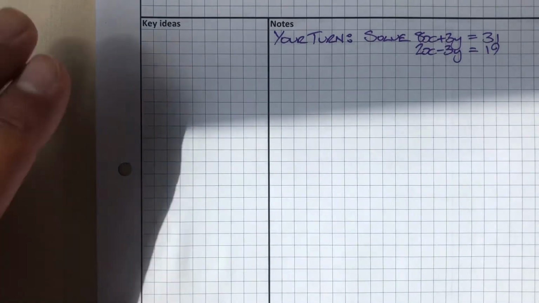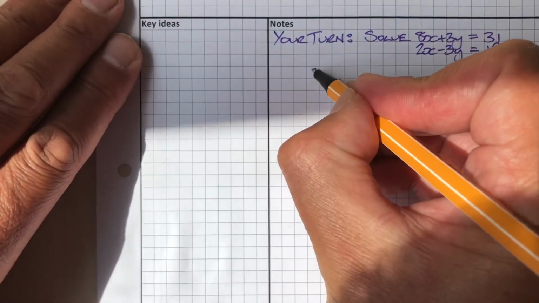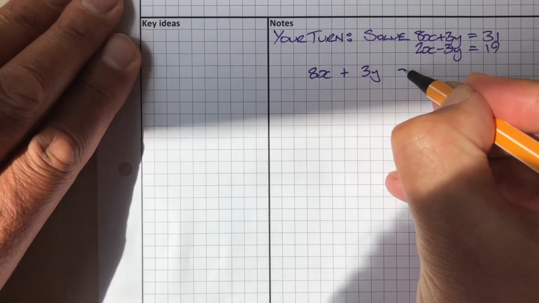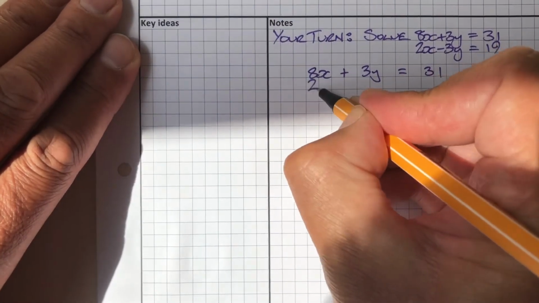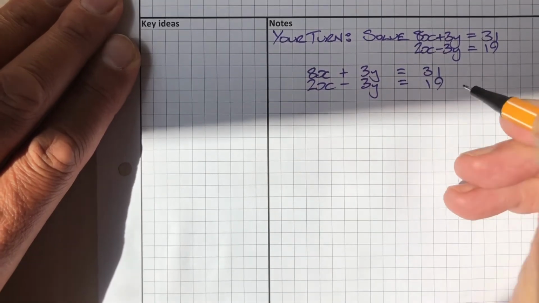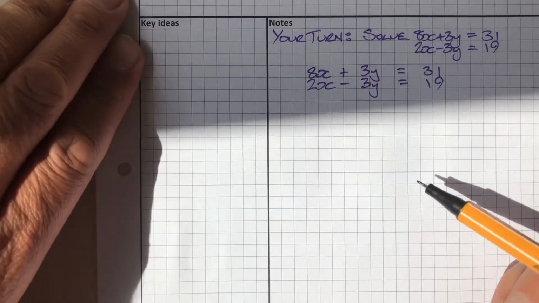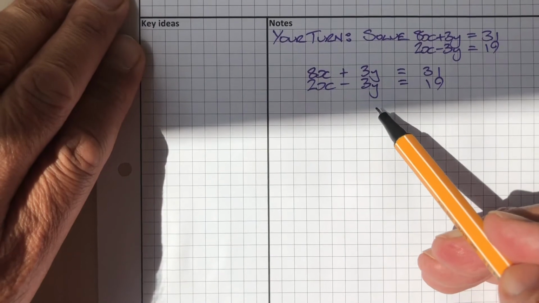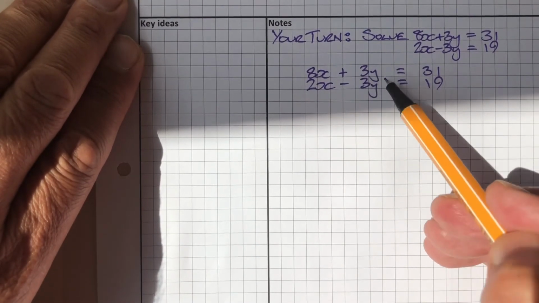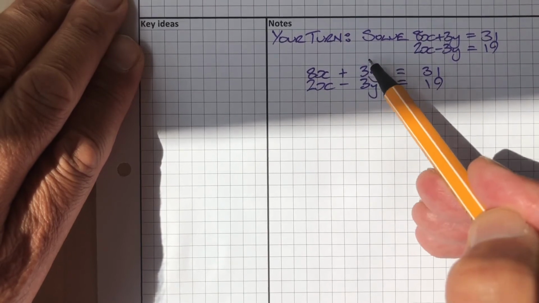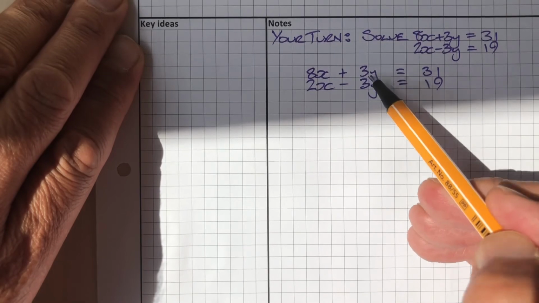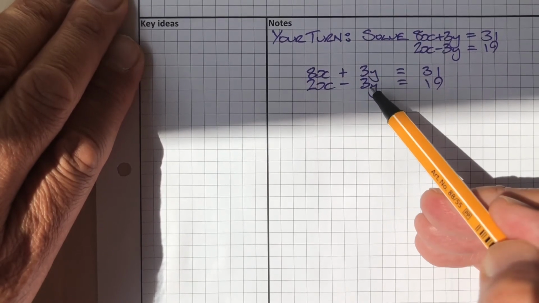Okay then, let's have a look at this. So 8x add 3y is 31. 2x take away 3y is 19. So I look at my equations, I see that y is the variable that has the same coefficient in both equations. So I'm going to get rid of y. I'm going to eliminate y.